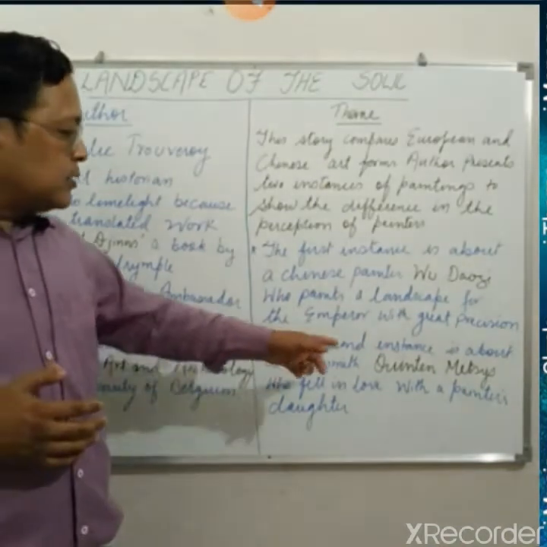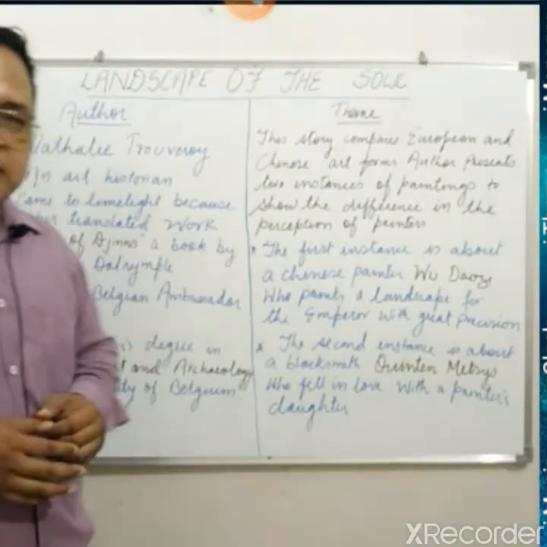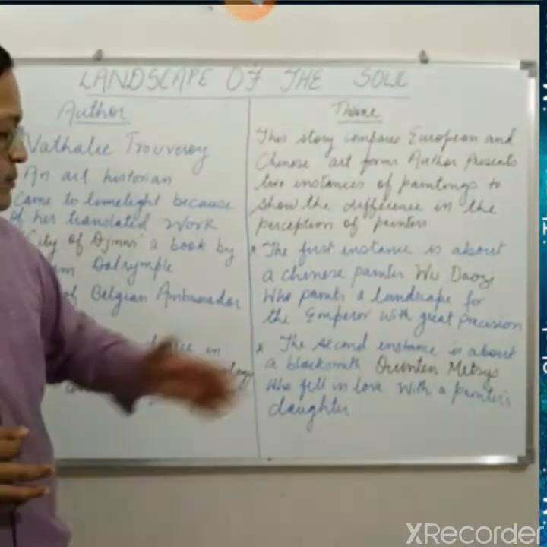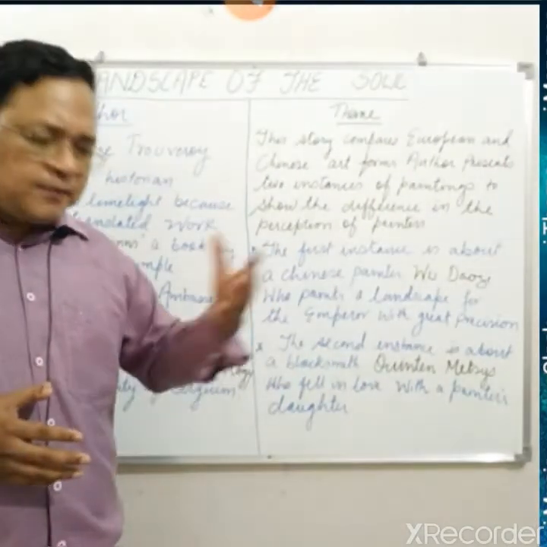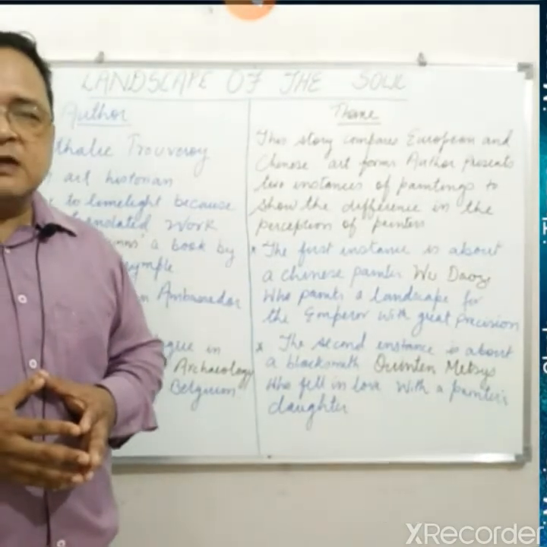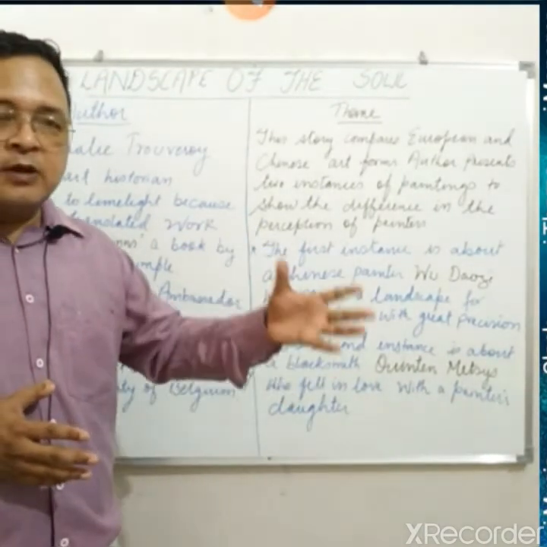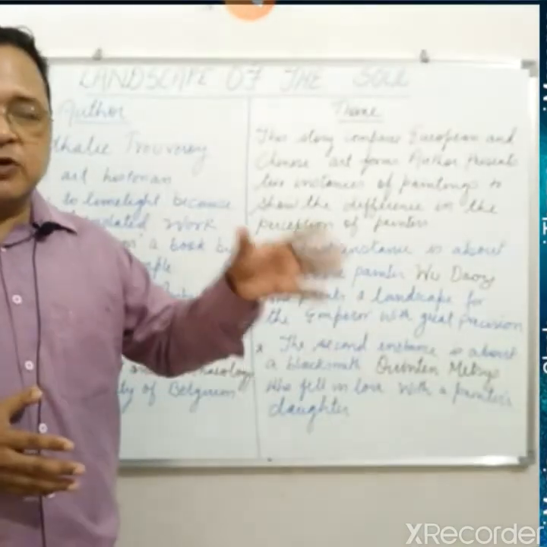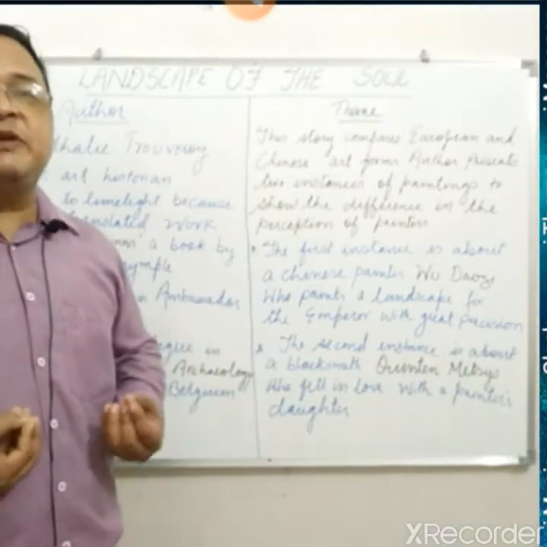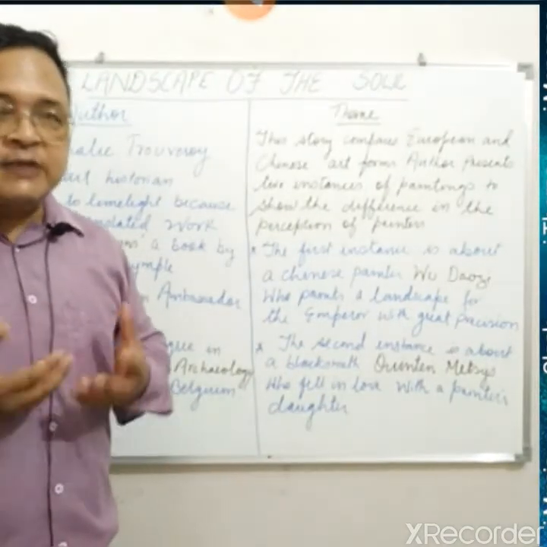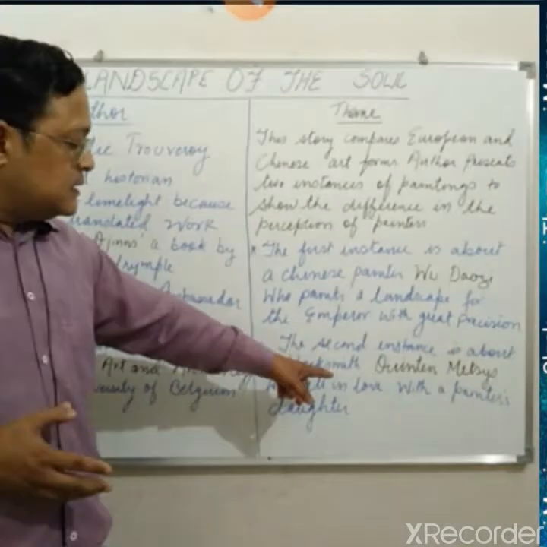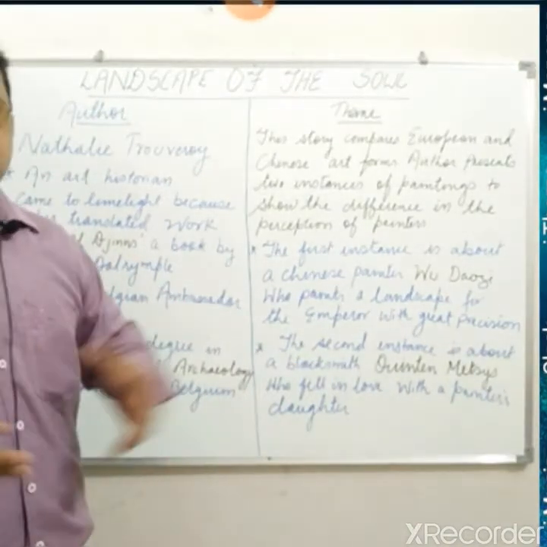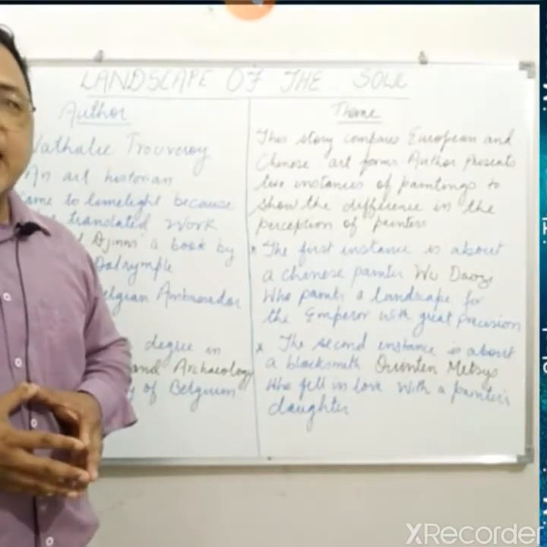So Quentin Matsys becomes his apprentice. Apprentice means if any person works as a trainee in some department, some office or some building, just to gain experience of work, that is known as apprentice. So Quentin Matsys started working with the painter as an apprentice.